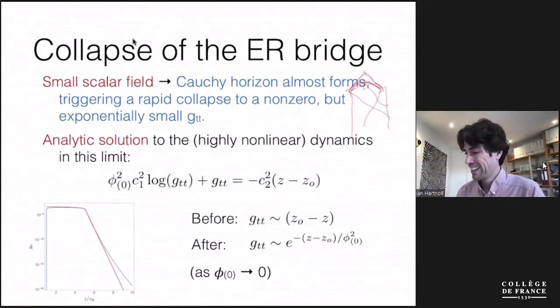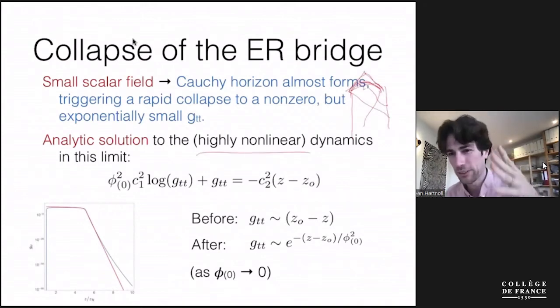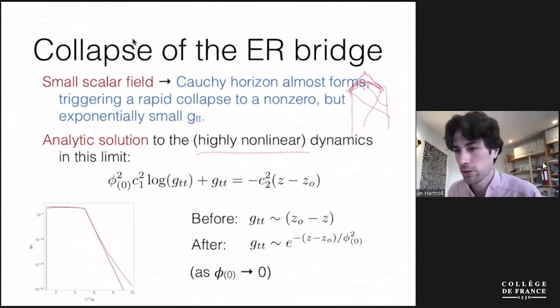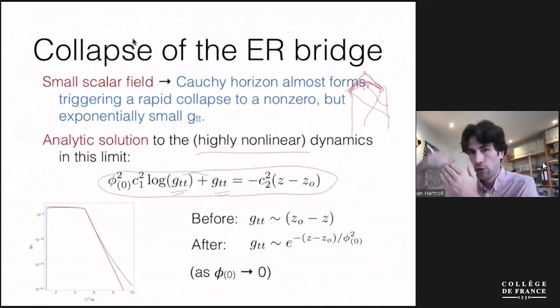So we were able to do that analytically, and I insist it's very nonlinear because the smaller the field, the faster it happens, okay, and that cannot happen in a linear equation, right? We actually got an analytic solution for GTT, is given by this, as you go through this collapse.